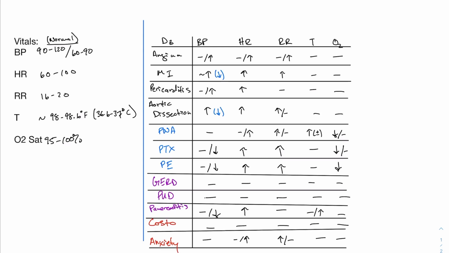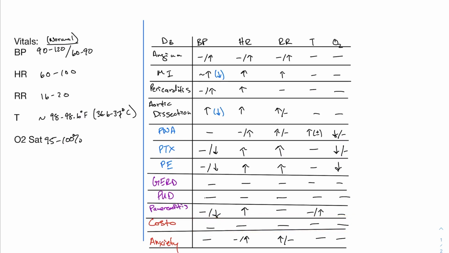Now, pancreatitis isn't really affecting your lungs per se. There are conditions where you can have ARDS with pancreatitis, but that's out of the scope of what we're talking about here. So typically your O2 saturation is going to be normal. Costochondritis is inflammation of the connection of your ribs to your sternum, and so there's no acute process going on there, so everything should be normal with costochondritis.